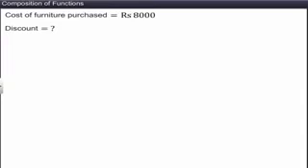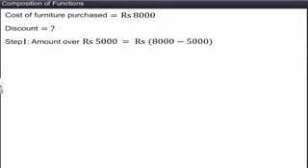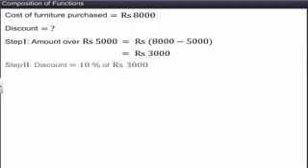A simple and straightforward approach is to first calculate the amount on which the discount is applicable. This you get on subtracting 5,000 rupees from 8,000 rupees, which gives 3,000 rupees. Next, 10% discount is given on this amount. The discount is 300 rupees.